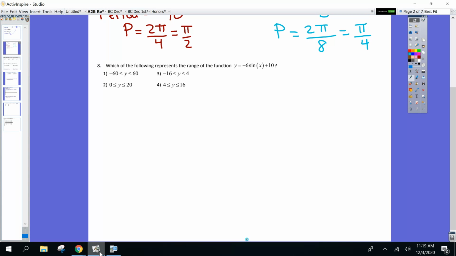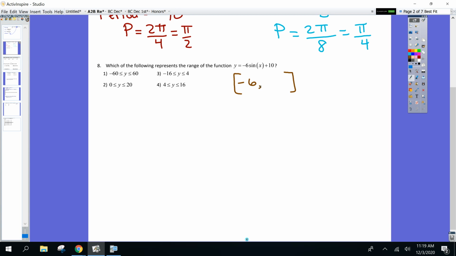All right, Nick, before I went up 10, what was my range? -6 to what? Before I went up 10. I didn't shift yet. I just have -6 sine x. Before I did that shift, it was -6 to what?